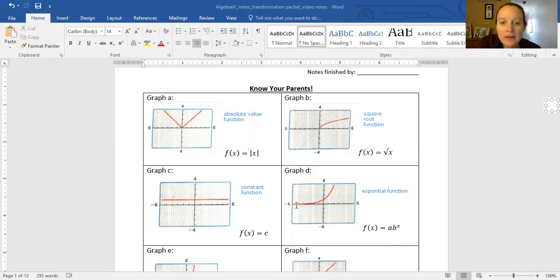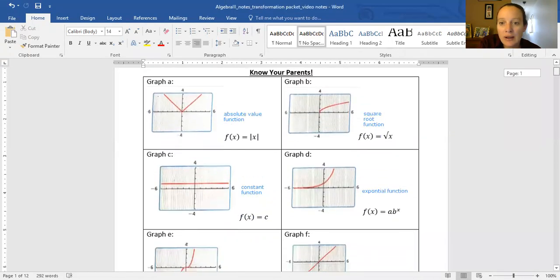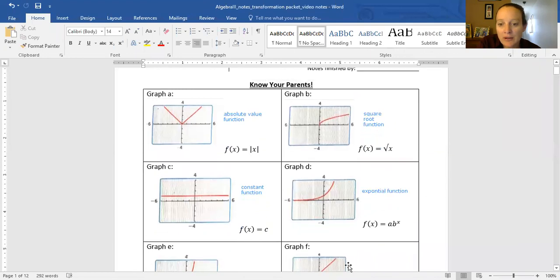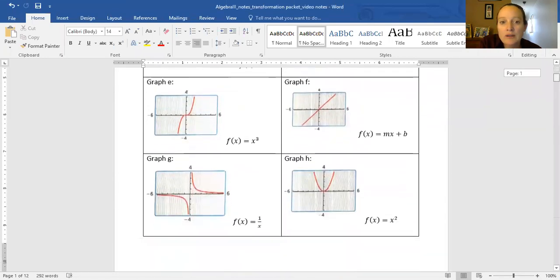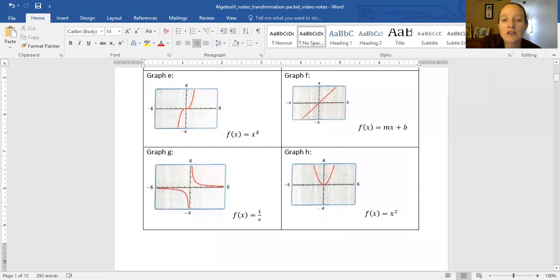Okay, now that takes care of the first 4 graphs. Let's take a look at the next 4 graphs. Oh, I forgot. Sorry about that, guys. I forget sometimes. I have to clear it. There we go, before I can move on. All right, let's take a look at these next 4. Okay, so now we have graph E, F, G, and H.